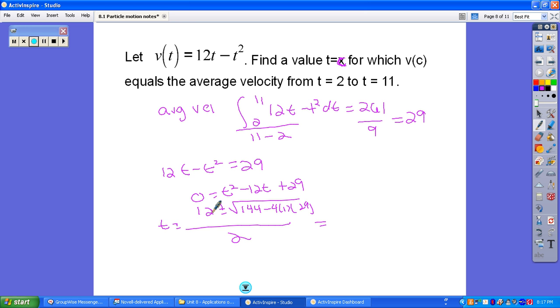And when we plug that in and evaluate that, our answers are either t equals 8.645 or t equals 3.3542. And since we're looking in the domain of 2 to 11, both of these answers are possible. So it's saying, where does the function have this height of 29, the average value? And it's at 8.645 and 3.3542. So you could graph this function, graph y equals 29, and make sure it intersects at these t values to make sure it's correct.